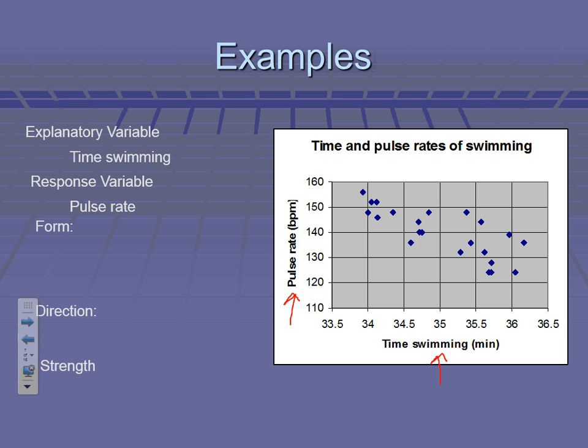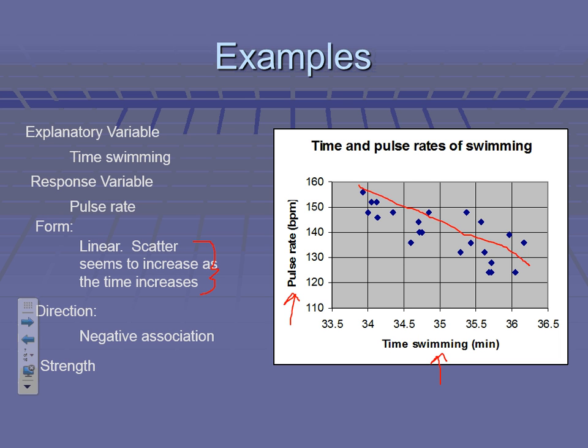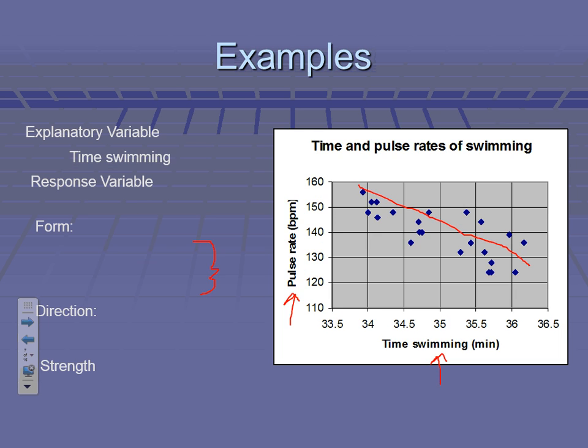The form of this, it does look linear, but as we notice, as you go down, it kind of spreads out as we move down that line. So that's probably worth noting, which we did right here. Scatter seems to increase as the time increases. So somehow we want to describe anything that looks a little out of the ordinary or different to us. The direction, definitely negative. And this is probably more of a moderate strength, especially compared to our previous example.